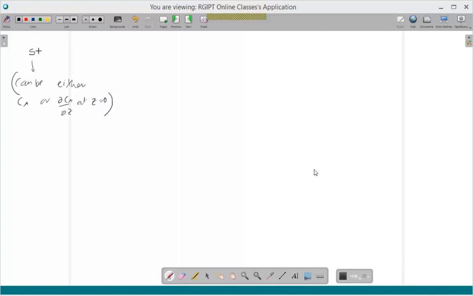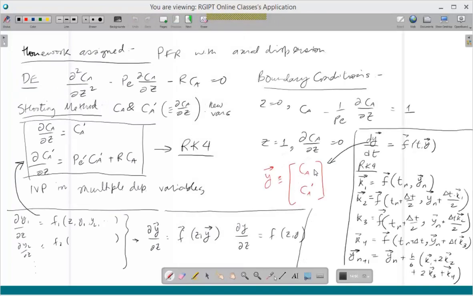So calculate S, and then you have to keep on updating S, and keep on doing those calculations at the right end, so that you meet your desired condition of the second boundary condition, that is this one. Keep on changing either CA or del CA by del Z. They will be interdependent through this equation. So one of them you choose, or guess, find the other one, solve the problem at the right end, check this value at the right end.